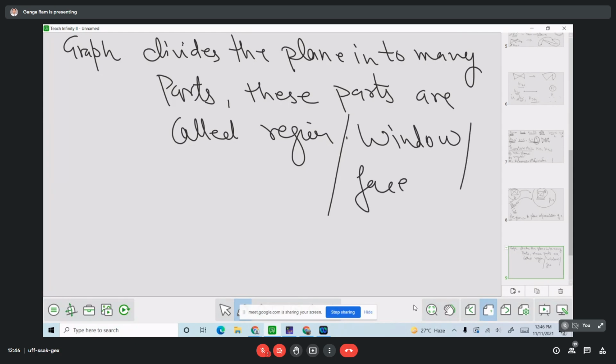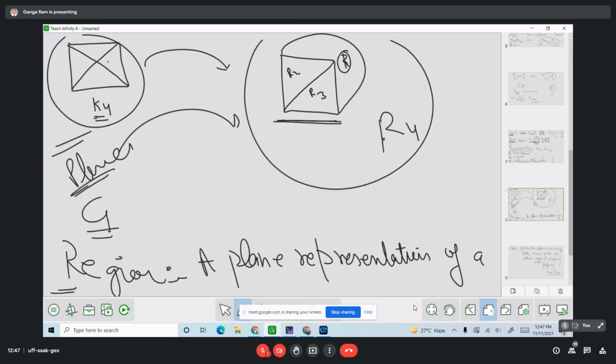some books write windows, some books write face, and some books also write masses. There are a lot of names. We will use region or face here. So it is clear what the region is, what the face is. Clear. So this K4 has how many regions? Four regions.